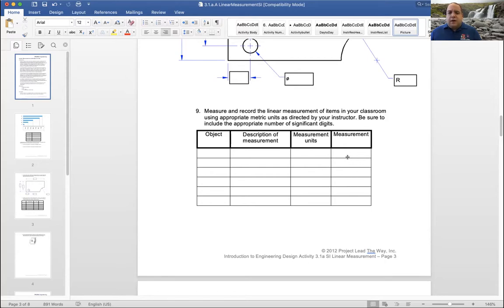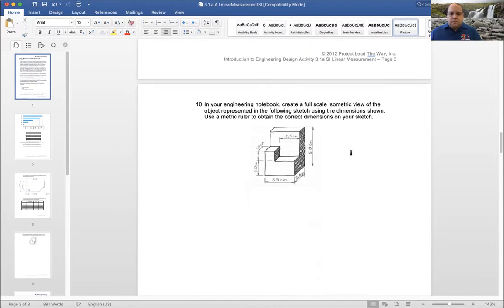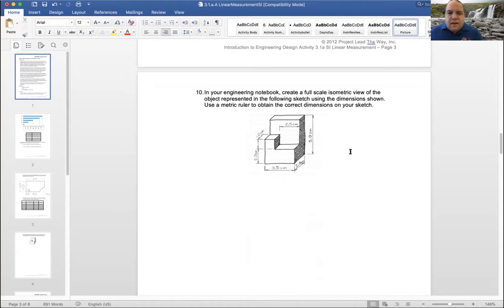And then over here on the right is where you're going to record your actual numbers, the numbers that you get from measuring with your ruler. Scrolling down, it says in your engineering notebook, create a full-scale isometric of the object represented in the following sketch. Using the dimensions shown, use a metric ruler to obtain the correct dimensions of the sketch.